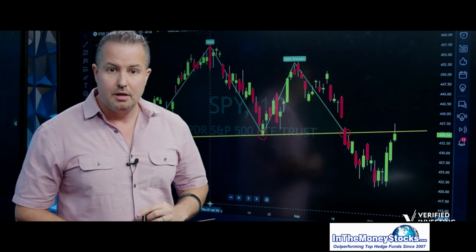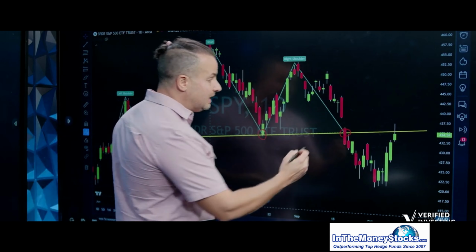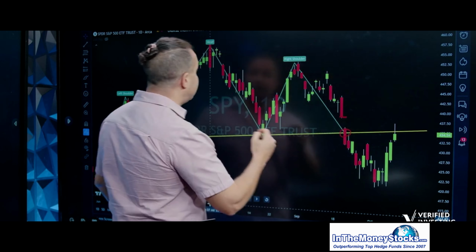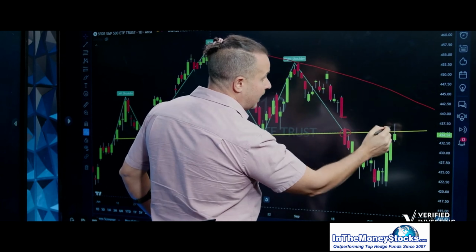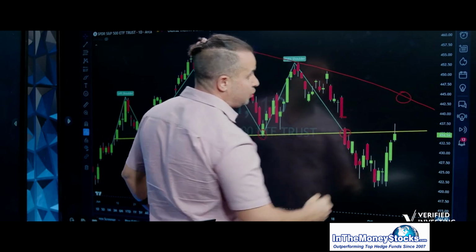If we negate the head and shoulders pattern, you at least are going to fill this gap here. I think, again, you probably will rally further higher into this general vicinity up here. This trend line from the top of the head to the shoulder.